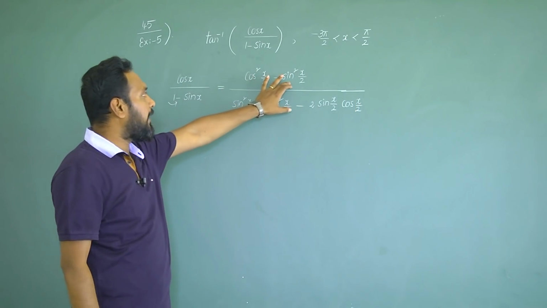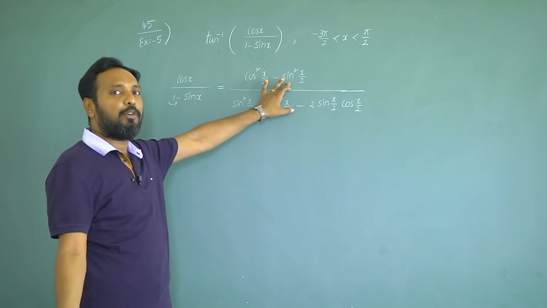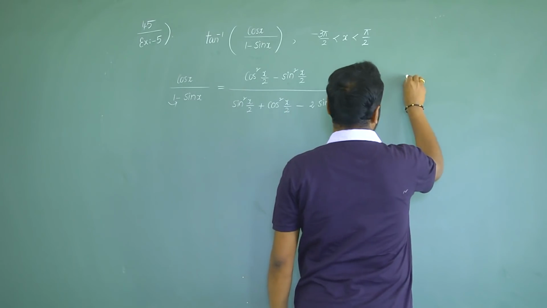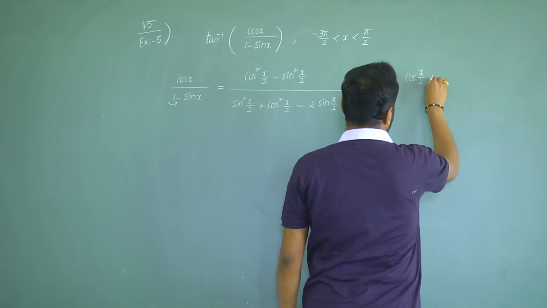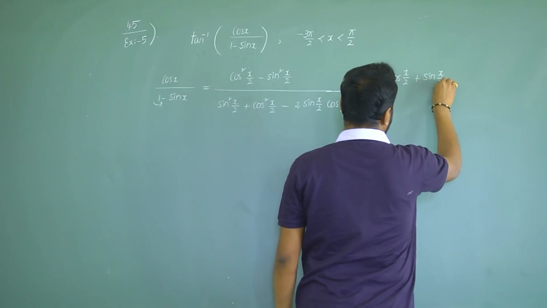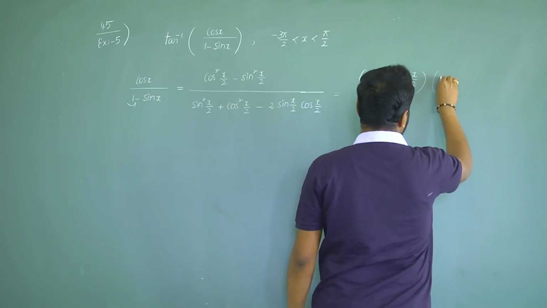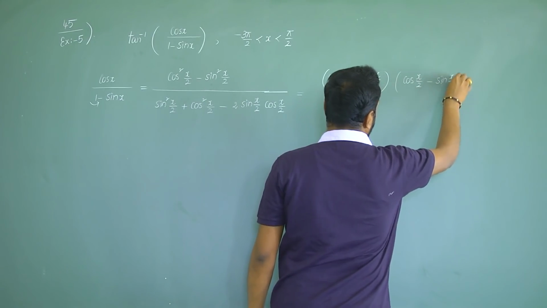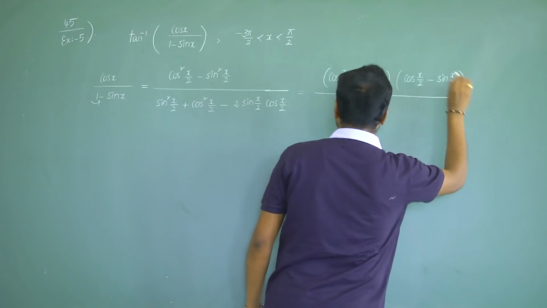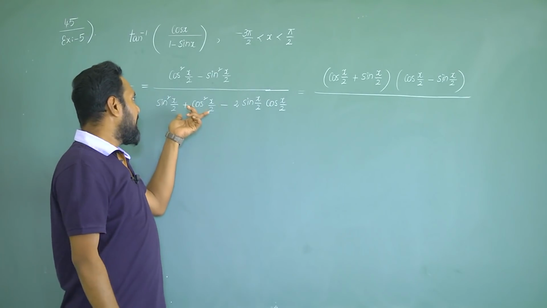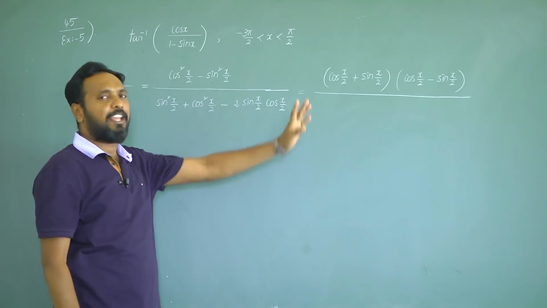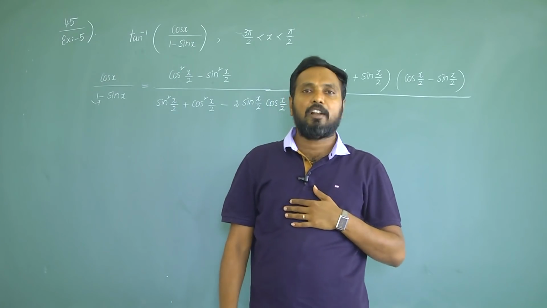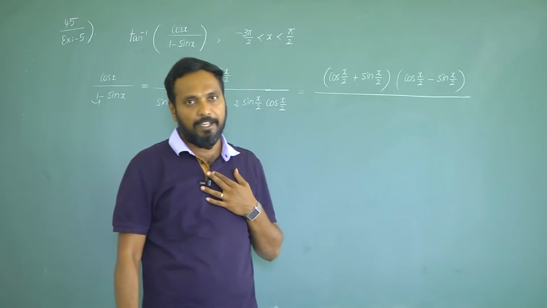The numerator is in a square minus b square form. The formula for a square minus b square is (a plus b) into (a minus b). So it is (cos x by 2 plus sin x by 2) into (cos x by 2 minus sin x by 2), divided by, if you observe here, a square plus b square minus 2ab form. The formula for that is a minus b whole square, or I can also write b minus a whole square.